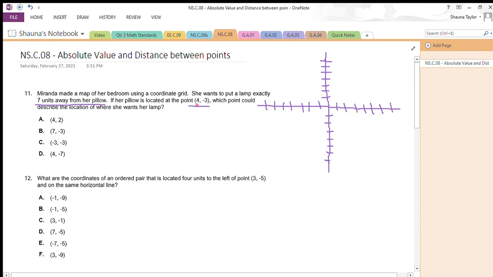So it says 4 and negative 3, okay? So I'm going to find that on my coordinate plane here that I drew. So I'm going to start at my origin. You always start at your origin. And it says 4 and 3.